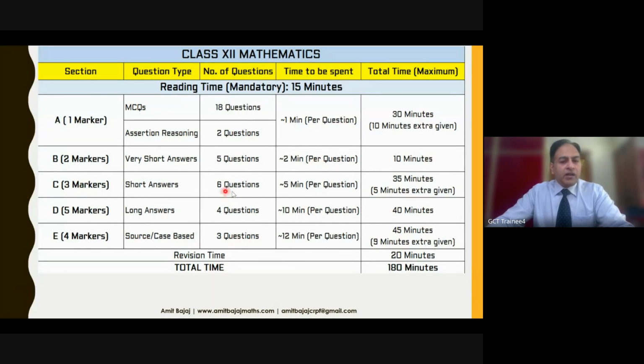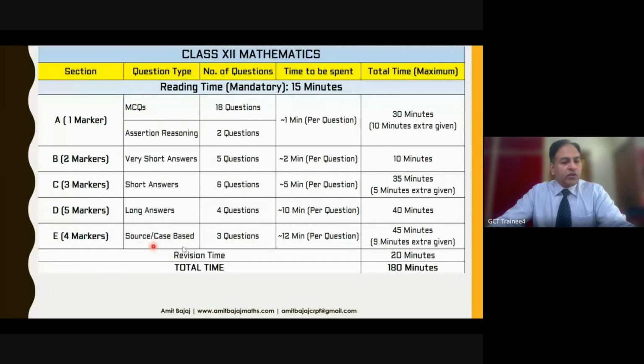For a 3 marker, 6 questions will be there. If even 5 minutes are given and 5-minute buffer time, 35 minutes. For a long answer question, 4 questions are there. So 10 minutes are given, say 40 minutes.